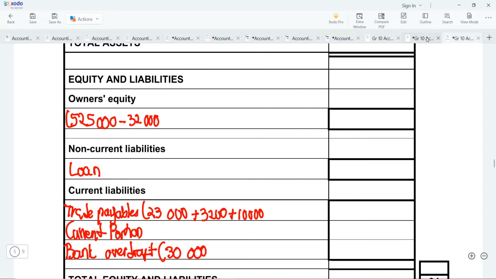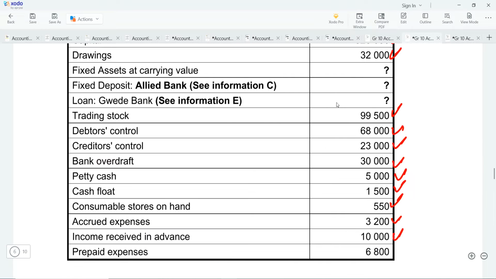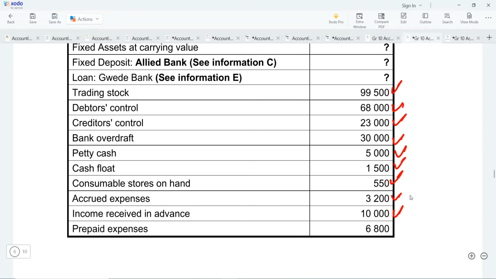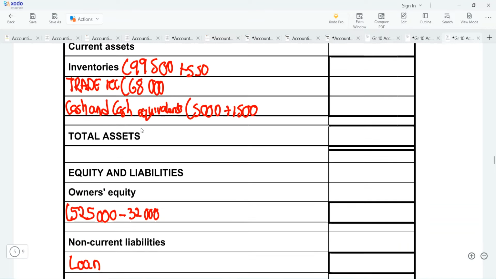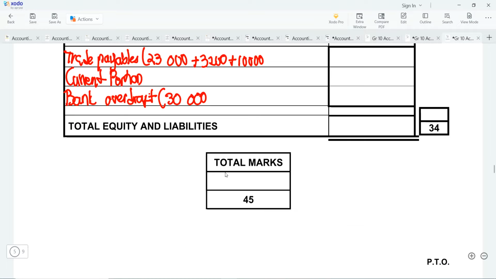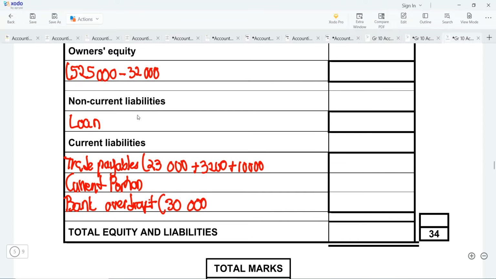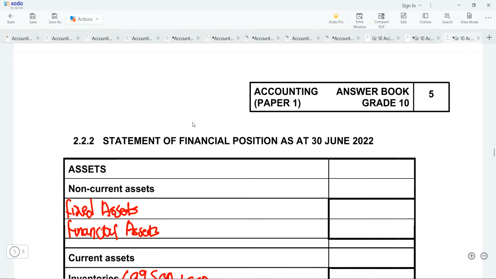And then remember, our prepaid expenses is 6,800. So we can include that 6,800 in our trade receivables. So it's going to be plus 6,800 here. Now we are done entering the information that is available from the trial balance. It means that for every item that I've entered here, I've already earned some marks without going to the adjustments.